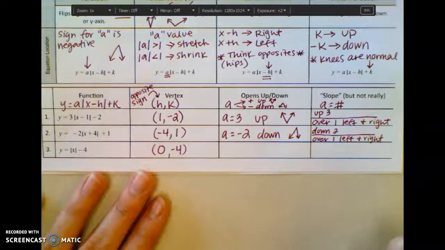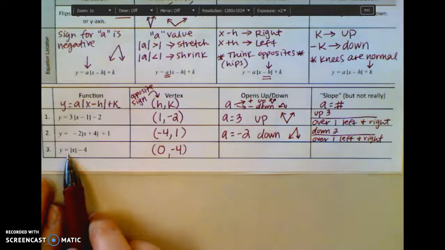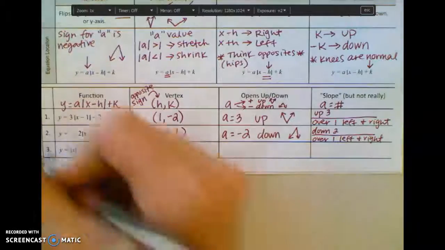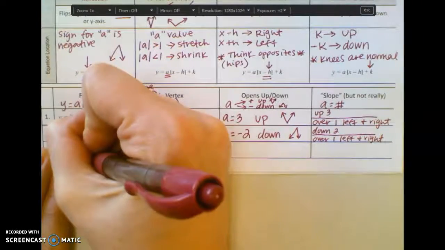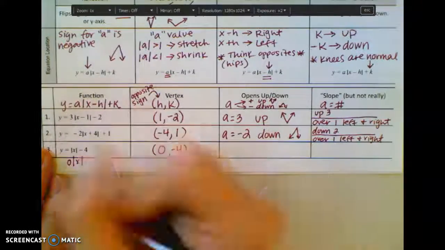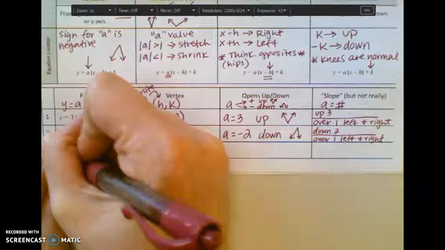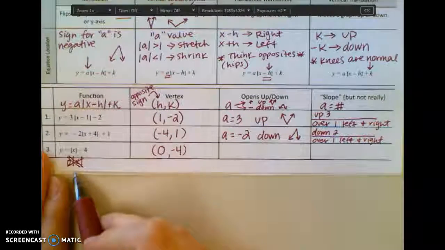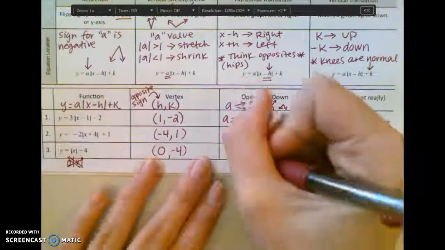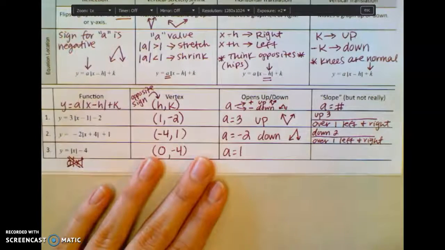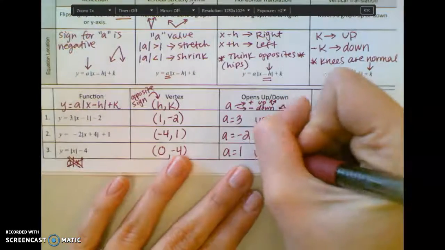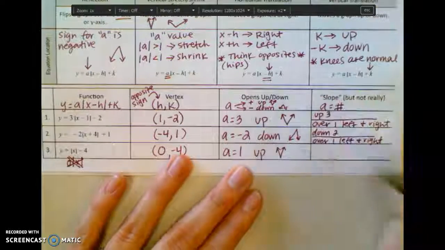Now, does it open up or down? Well, I don't see an a value. Can we say a is 0? No, we cannot say that. If this was 0 times the absolute value of x, then we wouldn't even have this part of our function. So when there's no slope there, we know that there is an implied 1. Well, that is positive, so that means it opens up.